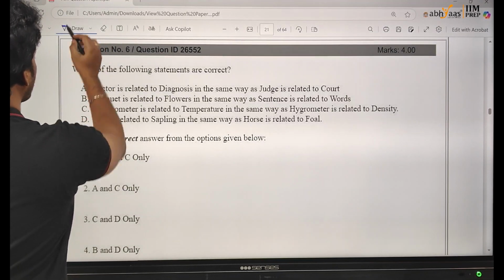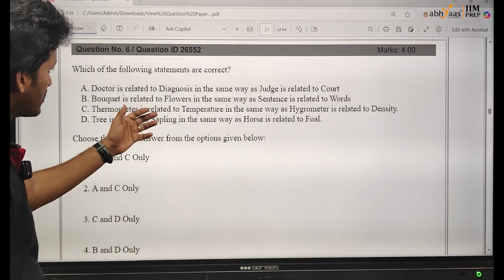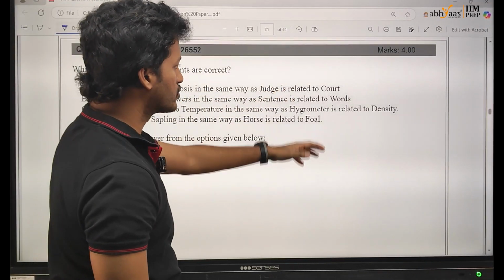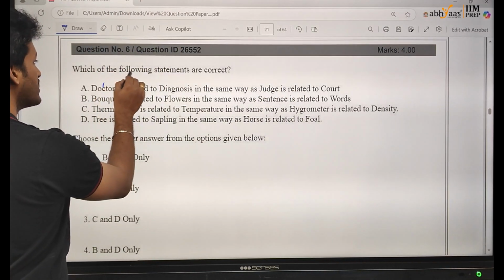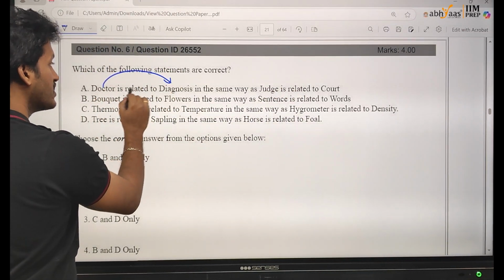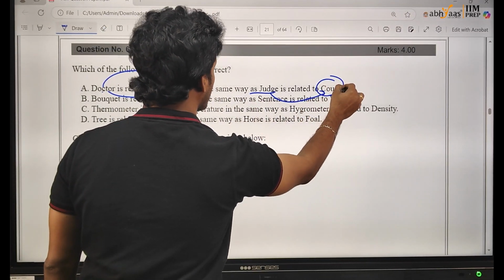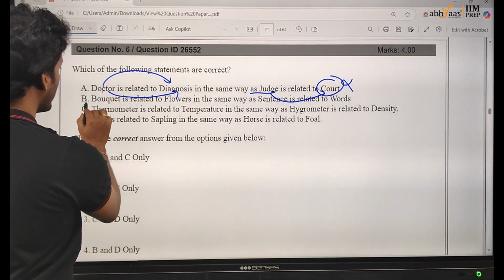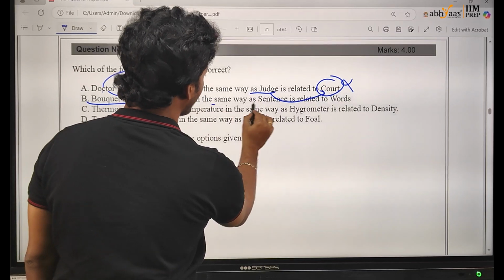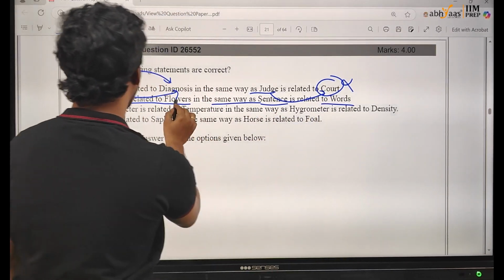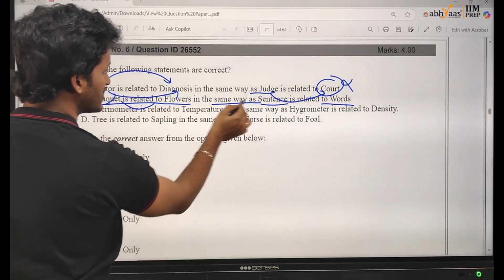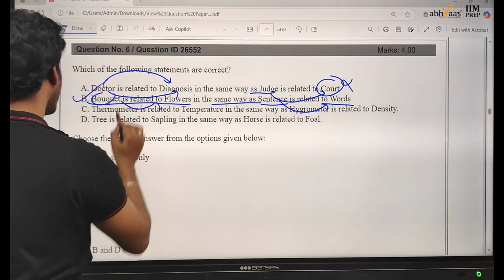Now this doctor is related to diagnosis in the same way as judge related to the court, but doctor is related to diagnosis means doctor does the diagnosis, judge gives a judgment, not the court. So this analogy is wrong. And bouquet is related to flowers in the same way as sentence related to words. Yes, bouquet consists of flowers and sentence consists of words. So this B is right.